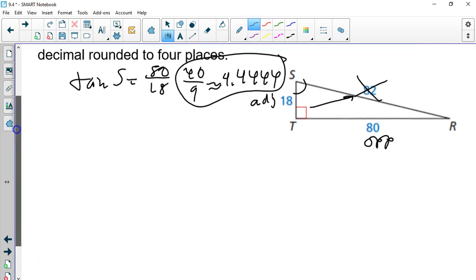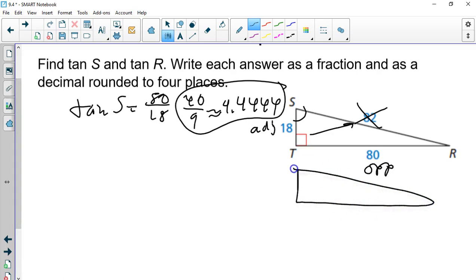Now I'm going to redraw this real quickly and just perfectly. Oh, it's beautiful. Okay?